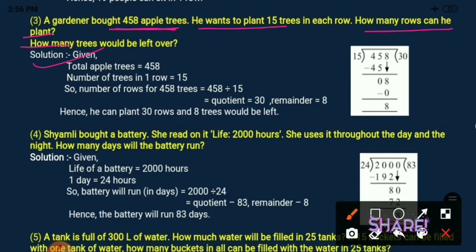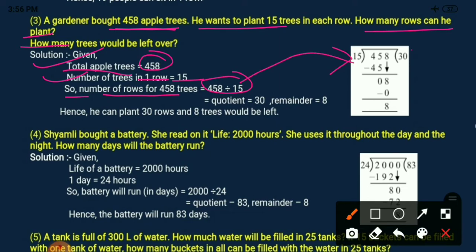So come to the given. What is given? Total apple trees, that is 458. Then number of trees in one row, that is 15. Now so number of rows for 458 trees, it will be 458 divided by 15. So here you can see in the quotient we got 30, and what is the remainder? It is 8. So 8 plants are remaining, it is left. So we will write hence he can plant 30 rows and 8 trees would be left.